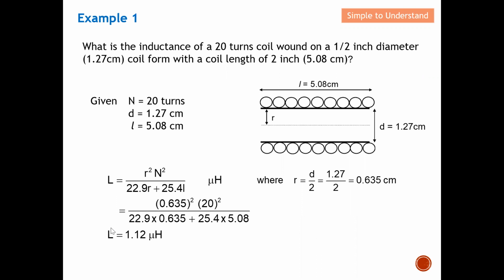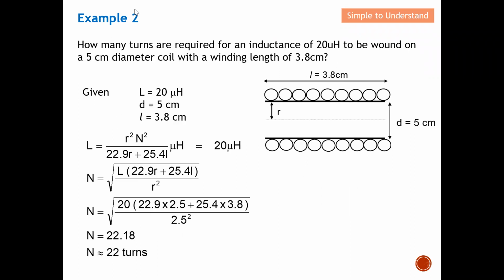Next, example 2 is slightly different. Basically, I rephrase it: how many turns do I need in order to achieve a certain value of inductor? For this question, for example, I need to calculate how many turns I need in order to achieve an inductor value of 20 microhenry.